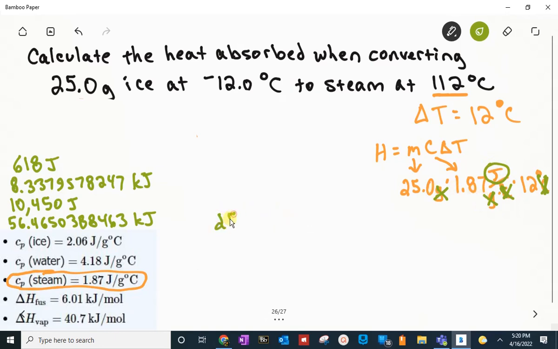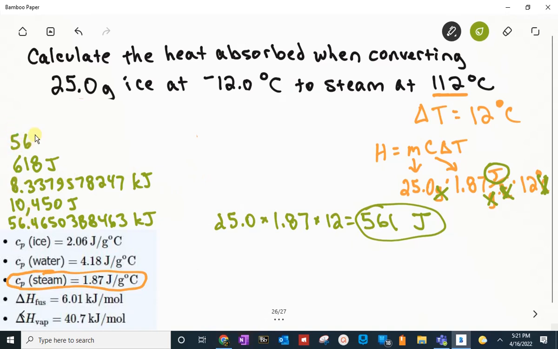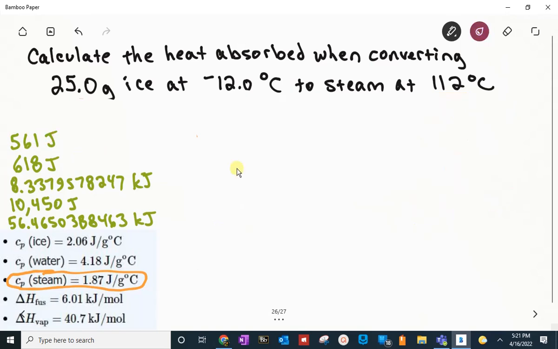So if we take 25.0 times 1.87 times 12, we're going to get our answer in joules for how much heat. So 25 times 1.87 times 12 is going to give us 561 joules. And so let's write that in our list. And I ran out of room, so I'm going to write it at the top. 561 joules.